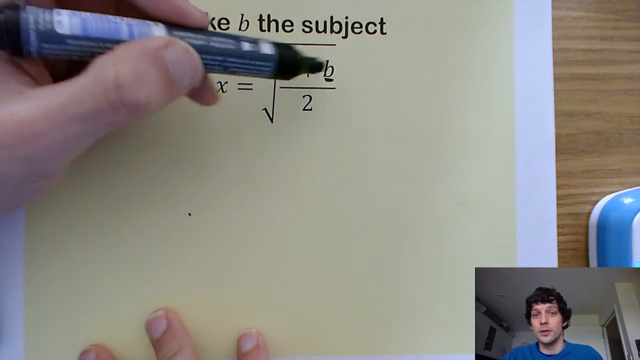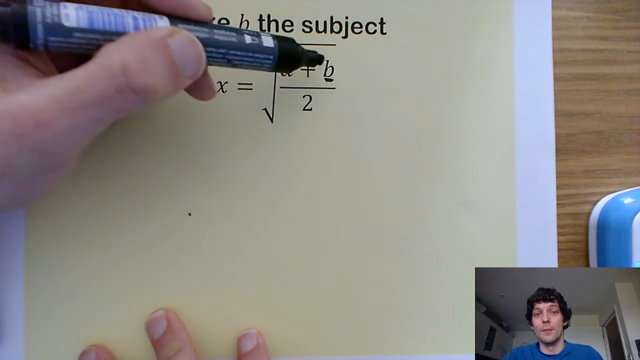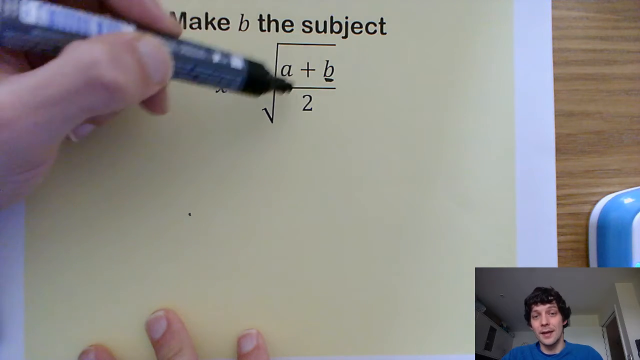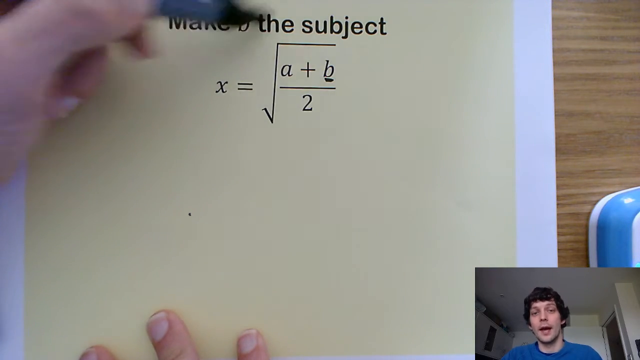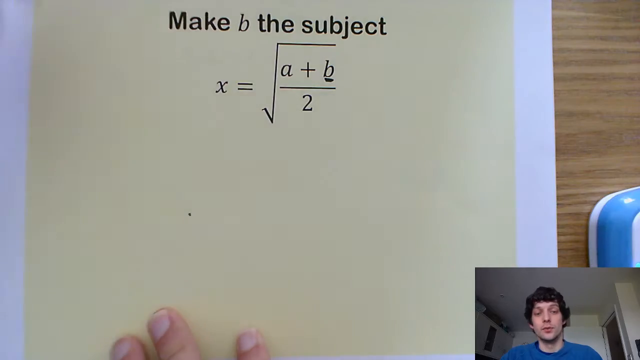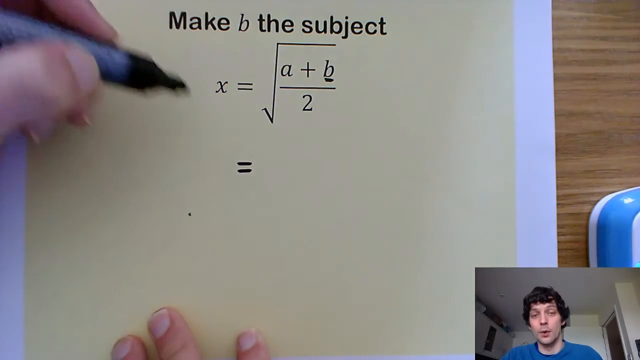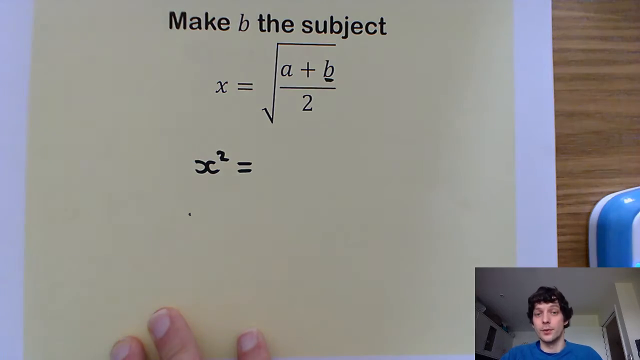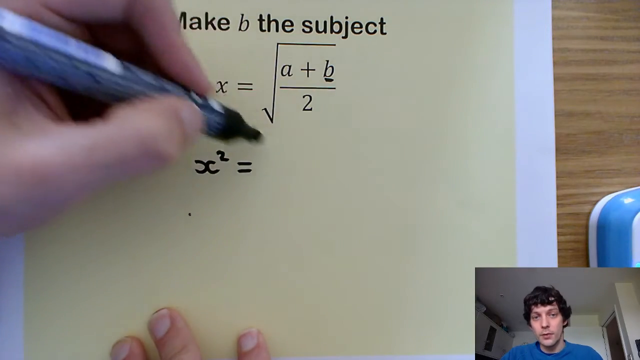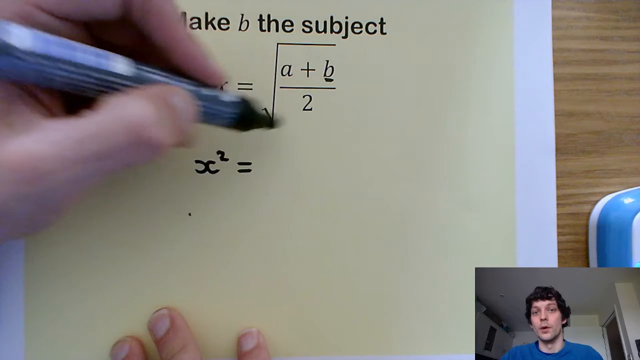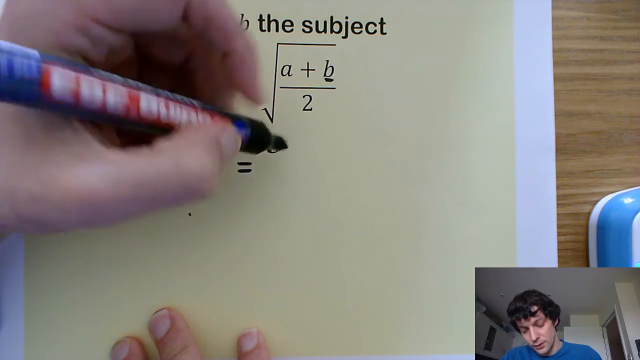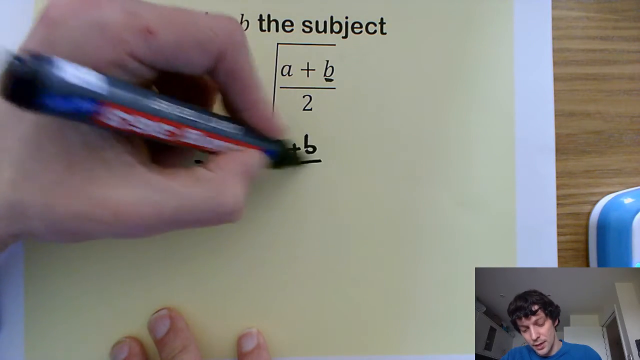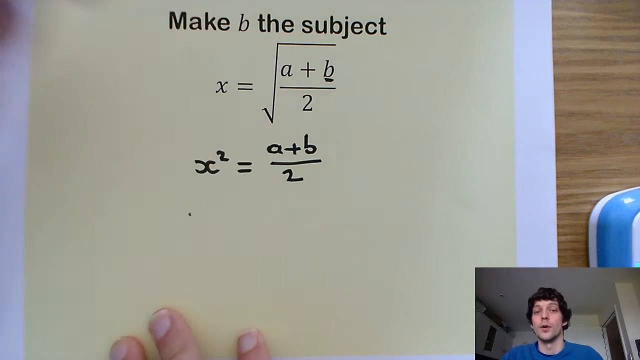We've got a plus b. So what's happening to the b? It's being added to a. We're dividing by 2. And then we're square rooting. So to undo all that, the first thing I'm going to do is square both sides. So x squared is x squared, and the square of the square root of a plus b over 2, well, that just leaves me with a plus b over 2 because the square and square root cancel out.